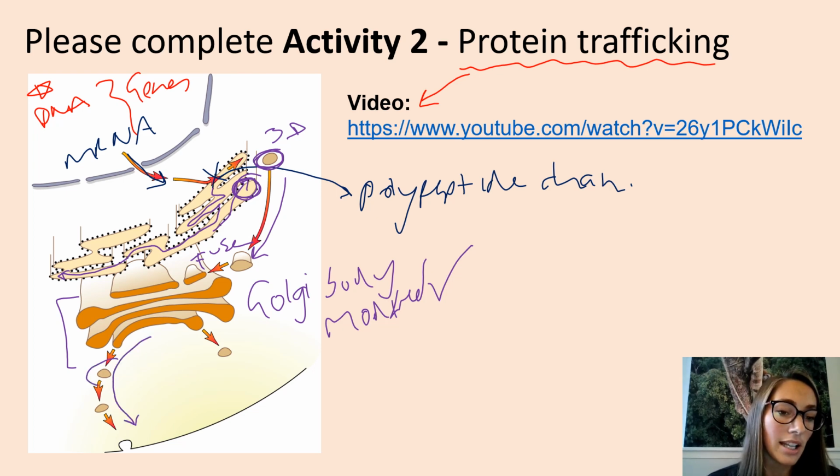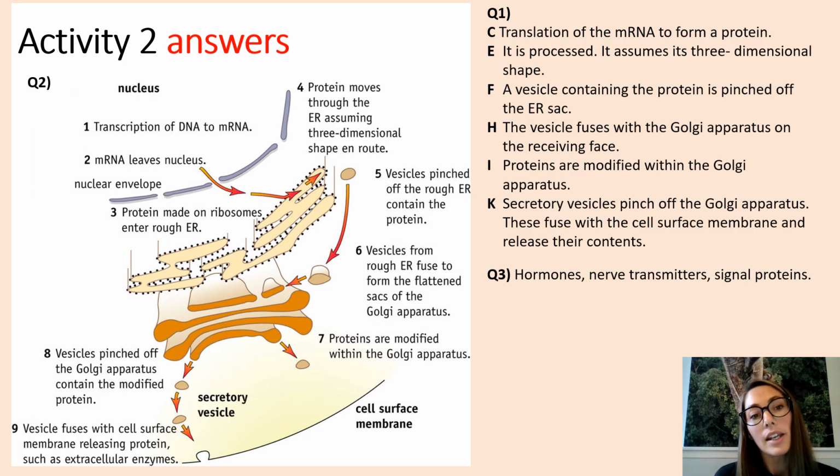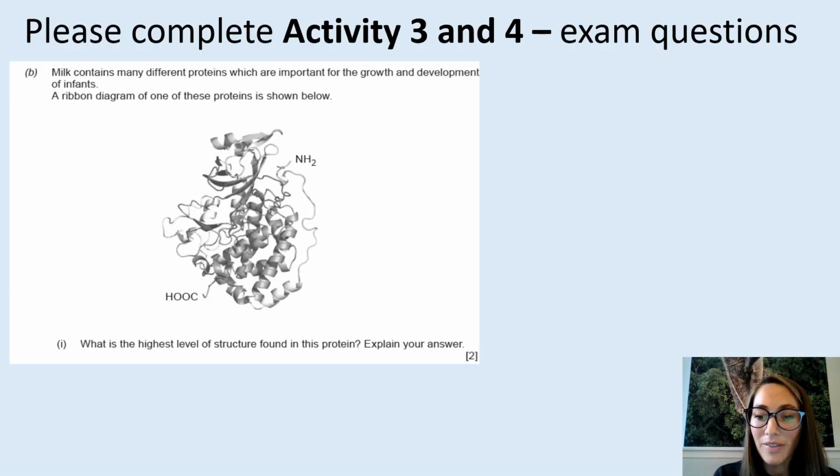Once the protein has been modified in the Golgi body, it can then move out of the Golgi body within a vesicle. These vesicles will transport the now modified protein to the cell surface membrane potentially. If it's being excreted from the cell, then it can leave the cell, or sometimes it will be moved elsewhere in the cell. Here's a little bit more detail about that. You might want to pause the video and check your answers for activity 2 and add any details that you need. Please pause the video and complete activities 3 and 4.